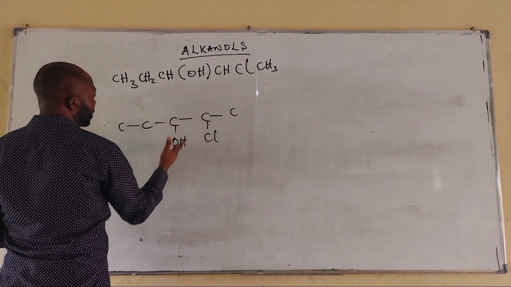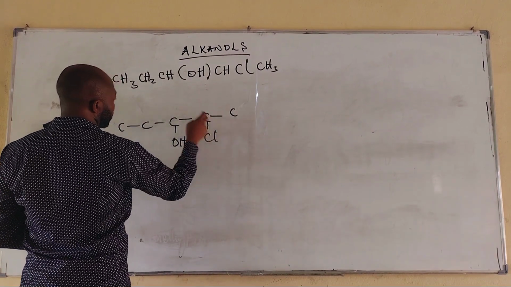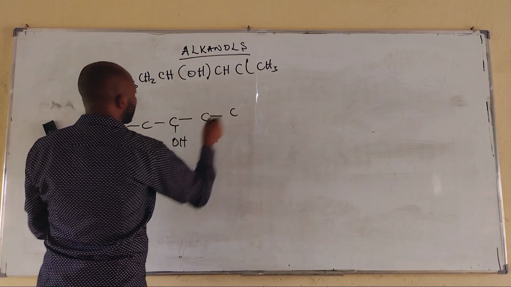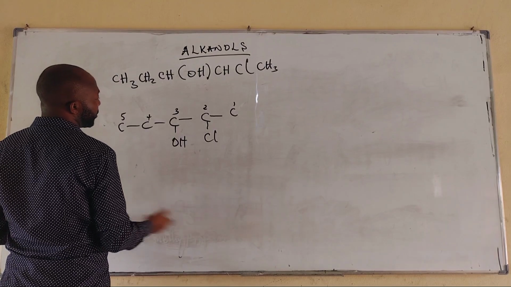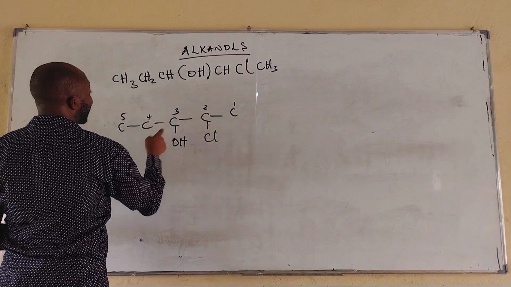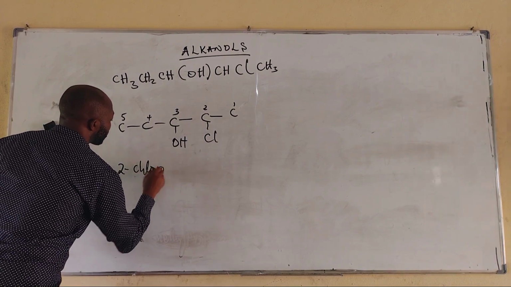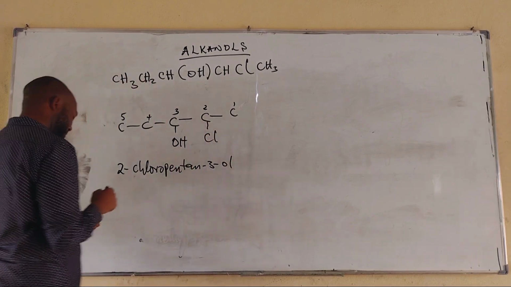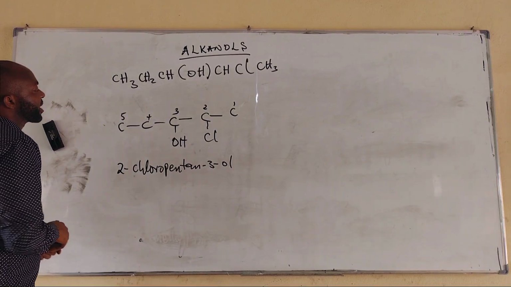The OH is in the middle, but we give preference to this side because the total number of locants will be lower. 2 plus 3 is 5. 3 plus 4 is 7. So we come from here. So this is 1, 2, 3, 4, 5. So if it is 5, this is 2-chloropentan-3-ol, because the OH is in the third carbon atom. Or 2-chloro-3-pentanol.